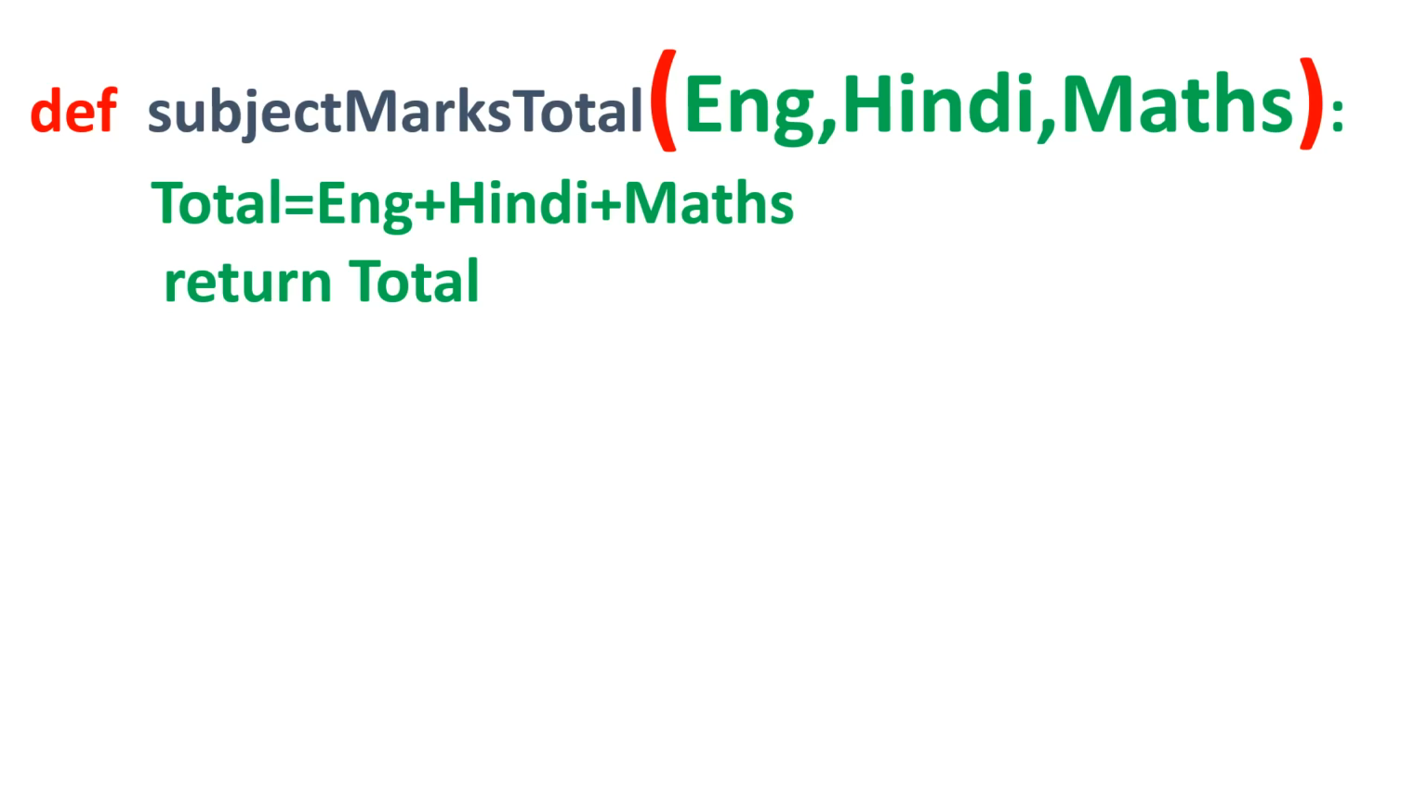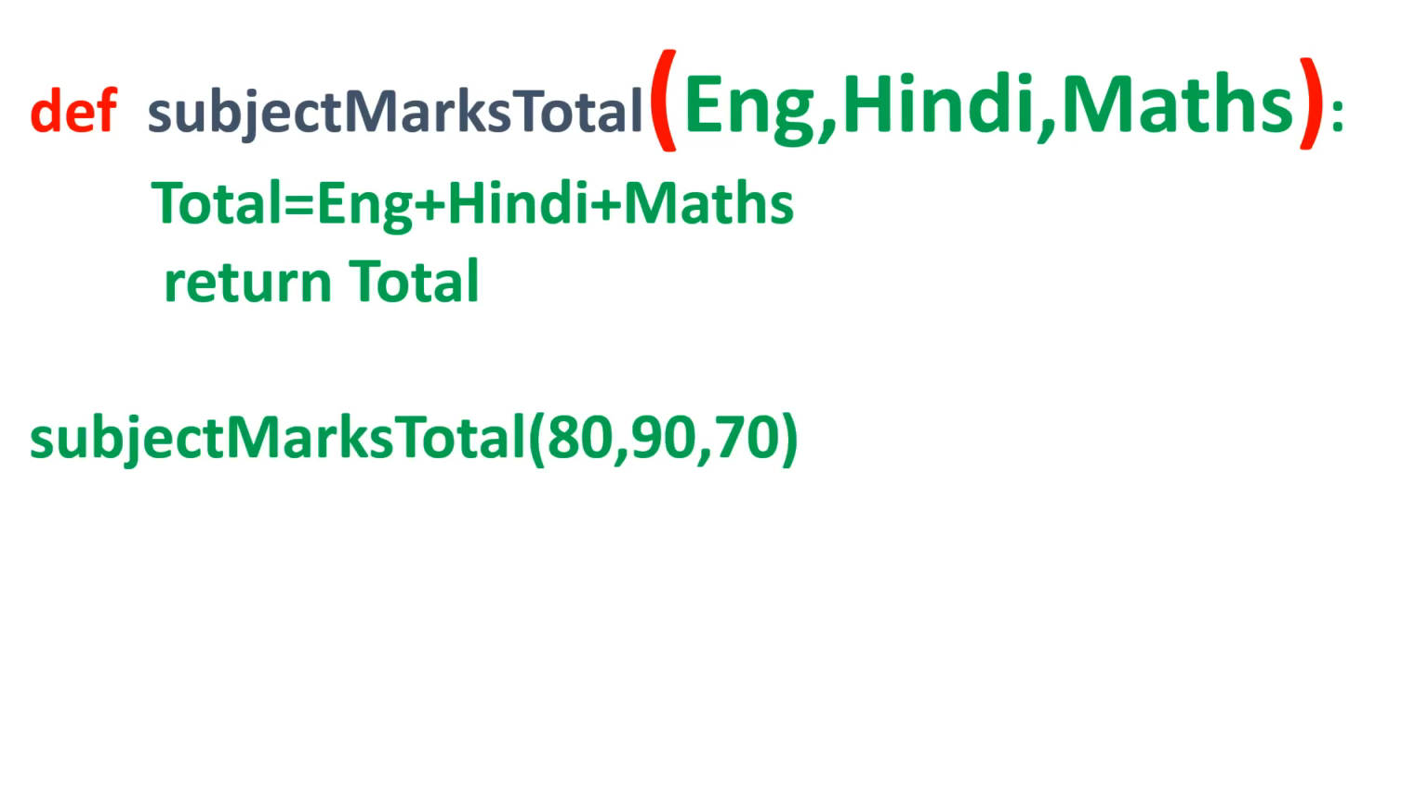So how to use this function? For using this function, we have to write its name with 3 values. We should give the same number of values as the number of arguments we have taken. So our function here is subject marks total, round bracket, 80, 90, 70. This is a calling statement, and this will pass 3 values to the arguments.